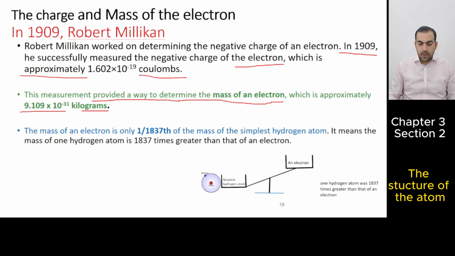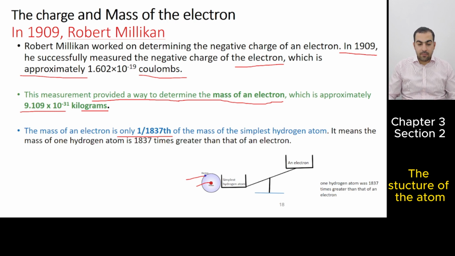So, after he measured the mass of the electron, he compared it with the simplest hydrogen atom. Guys, look at this diagram: the simplest hydrogen atom contains one proton and one electron, and it is the lightest atom in nature. They knew that at that time, but they didn't know that there is a proton inside of the simplest hydrogen atom. When he compared, the mass of the electron is only 1/1837 of the mass of the simplest hydrogen atom.